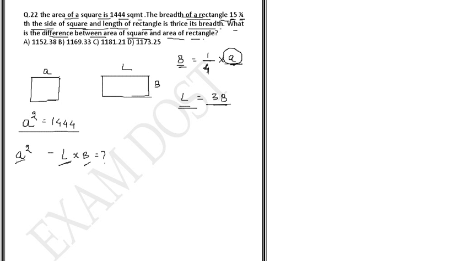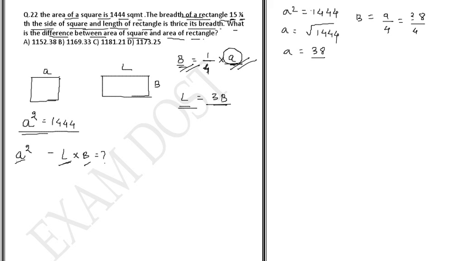I'll start with the calculation of A first. Now A square is equal to 1444. So A is equal to root 1444, which is A is equal to 38. This is the value of A. अगर आपके पास A है तो आप B निकाल लीजिए, which is the breadth. So here breadth is equal to A by 4, which is 38 upon 4, which is 9.5.